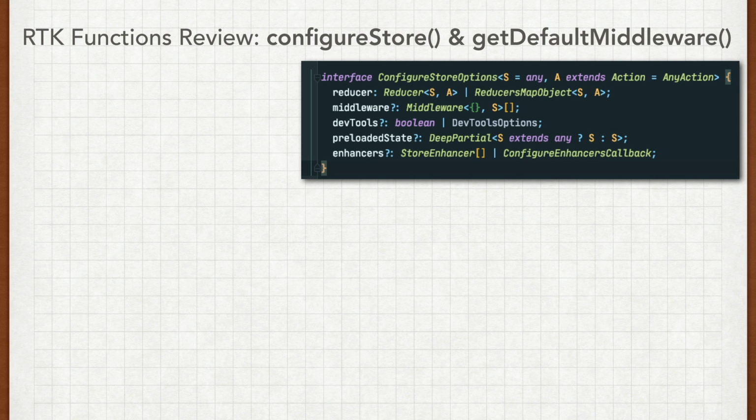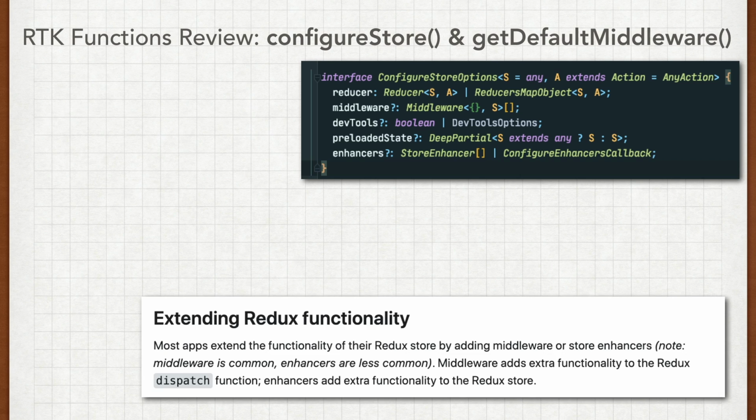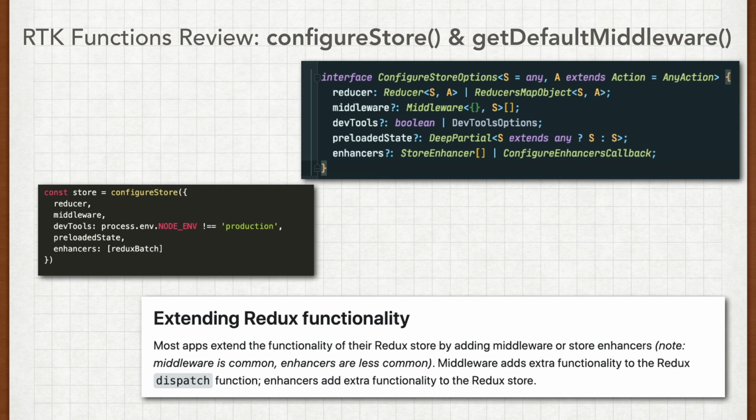And the last property we have for the configureStore is the optional enhancers. So this will either receive an array of enhancers or a callback function. So I was on the official Redux documentation website, and it tells us what an enhancer is. It says most apps extend the functionality of the Redux store by adding middleware or store enhancers. Note, middleware is common, enhancers are less common. Middlewares add extra functionality to the Redux dispatch function, kind of like Redux Thunk, and enhancers add extra functionality to the Redux store. So here's an example from the Redux Toolkit documentation.